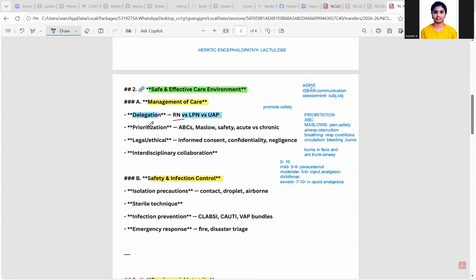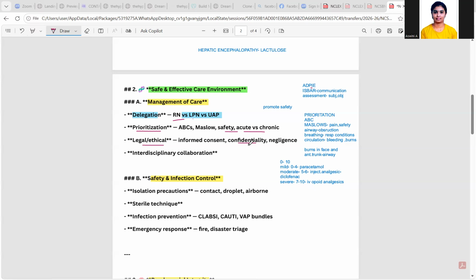Okay. And also prioritization, I already said: ABC, Maslow, safety, acute versus chronic. Okay. Ethical and legal: we know there's informed consent, and confidentiality mainly. If the client is conscious, the client has the right to take the decision. And if the patient is unconscious, we need to check whether any advanced directives are there. The advanced directive has the right to take the decision. That means the patient has already entrusted that advanced directive, not the family members.